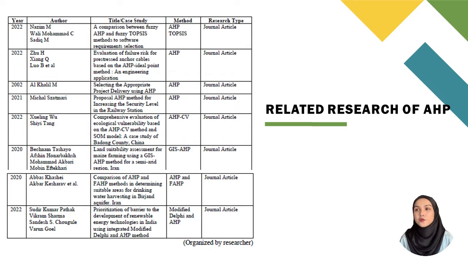So basically, this is related research of AHP. The table will assist us to explain what is related to the topic. The table explains about the year, author, title, method, and research type.